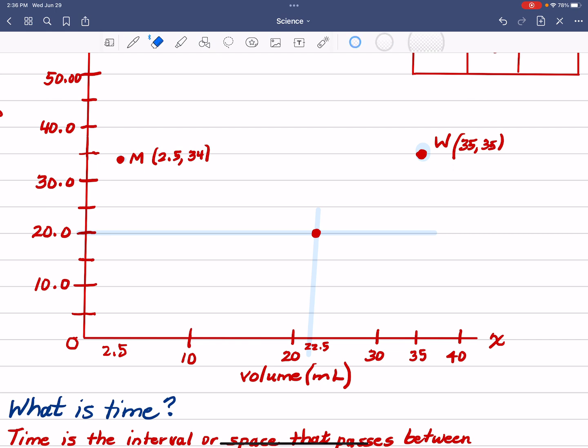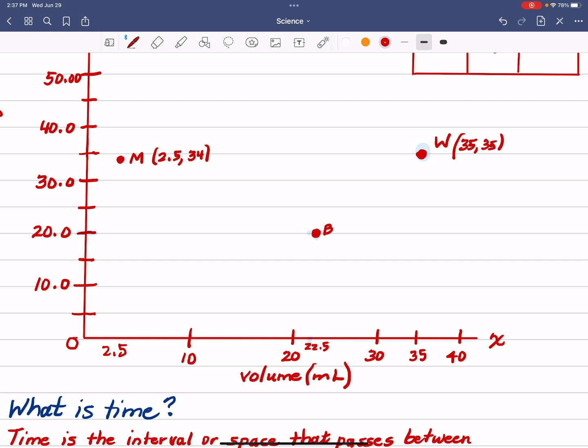So, let's see what this tells us. And I'm going to go ahead and call this point B. Benzene is not as dense as mercury and water at these amounts. So, B for benzene. Okay.